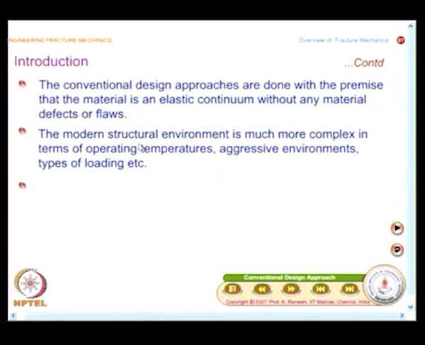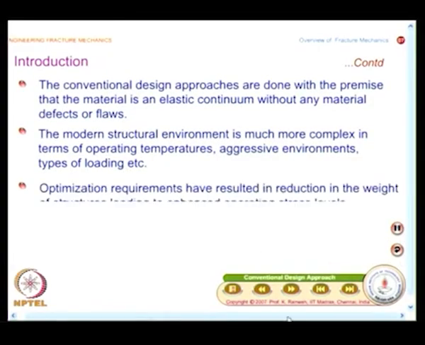You have to look at the modern structural environment, which is much more complex in terms of operating temperatures, aggressive environments and types of loading, etc. Now you find people go to space and come back to earth. So, they have to pass through the barrier to earth and very high temperatures are developed. It is about the order of 1600 degrees centigrade. You never even dreamed of that kind of operating conditions earlier, and you have cryogenic engines. So, you have demands that are far different from what was initially thought of in conventional design approaches.